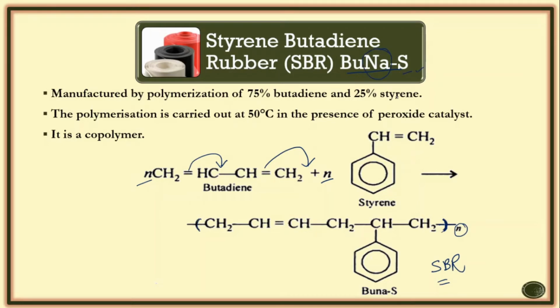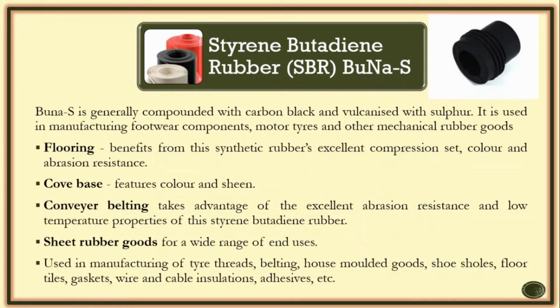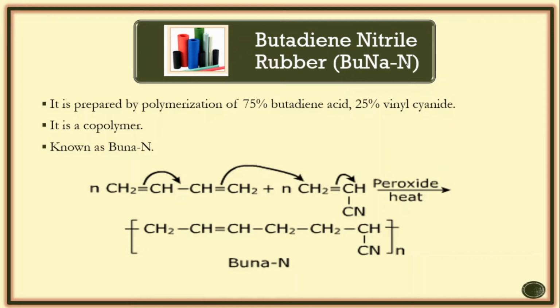Now can you guess how Na comes into the picture? What does Na stand for? It is an element, I hope you remember: sodium. So this reaction happens in the presence of sodium. That is why you call it Buna-S. So styrene butadiene rubber is the first of your polymers. Looking at the major properties, it is normally compounded with either carbon black or sulfur in order to increase the stiffness. Normally it is used in conveyor belting, in making tire treads, gaskets, wire and cable insulation, etc. Coming to the second one, which is Buna-N.